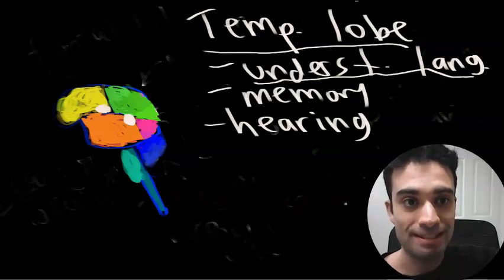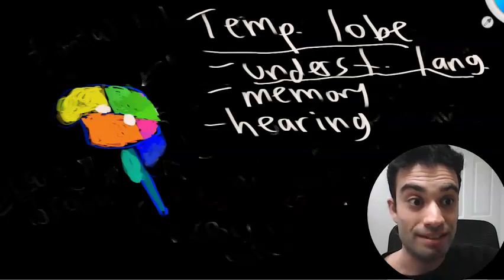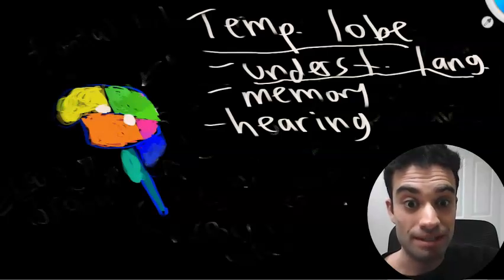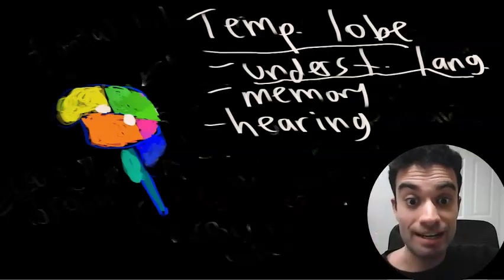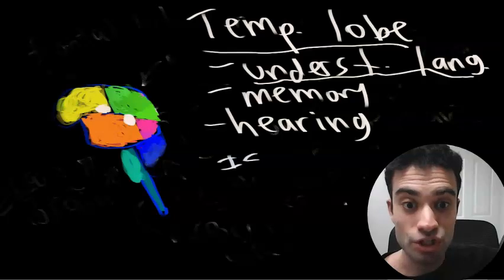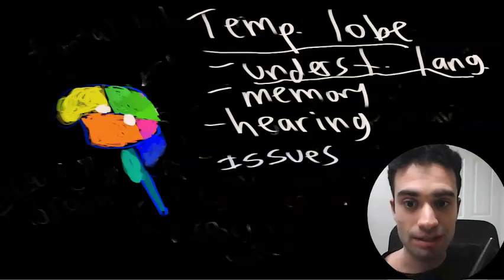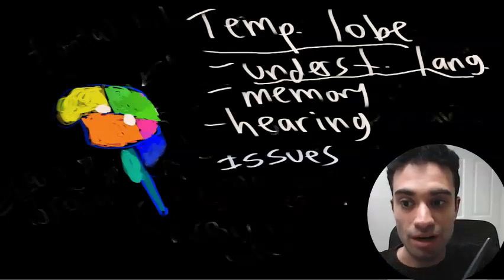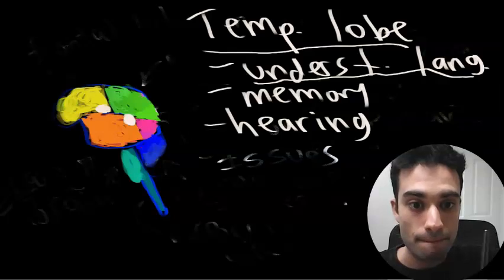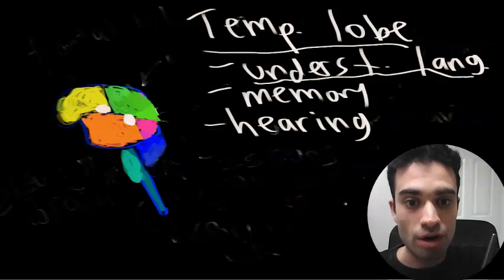And what happens if this area is injured? Well, if this area is injured, there's going to be some various problems. What are some issues that can be associated with it? You know what? Let's do this in a new color. Let's do this in blue. What are some issues that can potentially result?